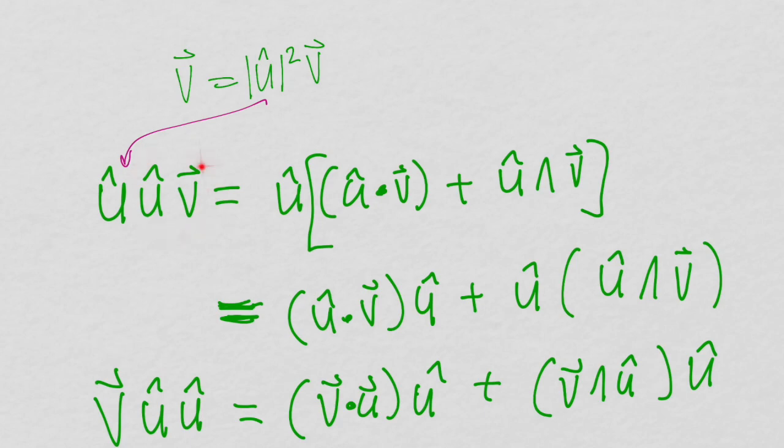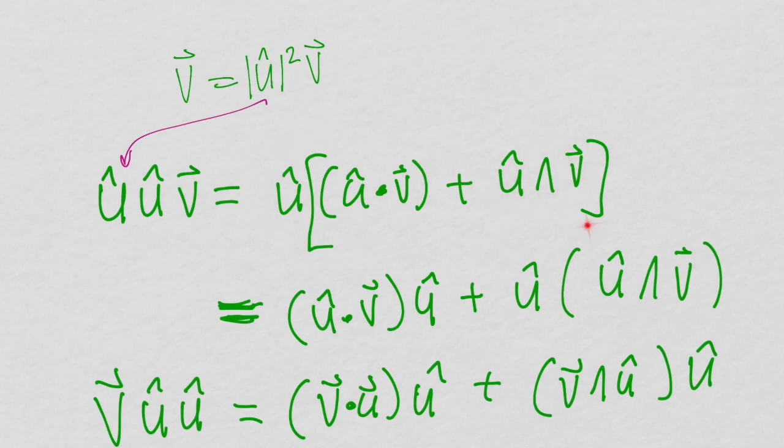So now we just execute the space-time product of u hat and v, because remember, it is associative, right? But we know from our definitions of the space-time product of two vectors, that's u hat dot v plus u hat wedge v.